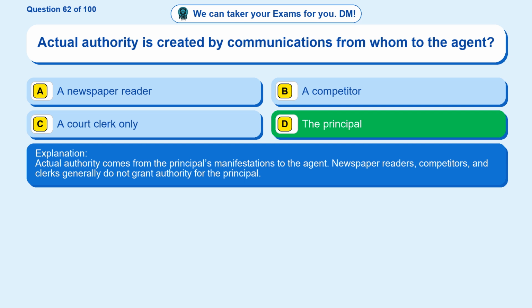Actual authority comes from the principal's manifestations to the agent. Newspaper readers, competitors, and clerks generally do not grant authority for the principal.